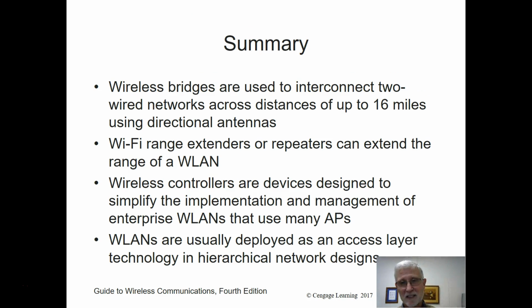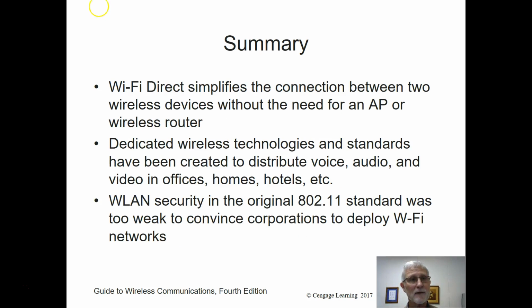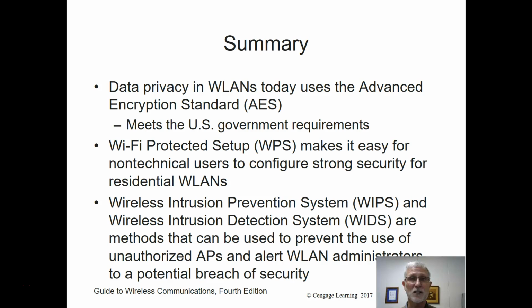To keep in mind, for extending the network, you've got bridges, range extenders, repeaters, and wireless controllers. If you have multiple APs you need to control, they're usually deployed at the access layer. You have some different ways of handling connections between two devices, and dedicated technologies and standards that are out there for security. You've got data privacy, WPS, and intrusion detection. So there are a lot of different ways of extending your wireless LAN and improving the quality and the security of your wireless network.